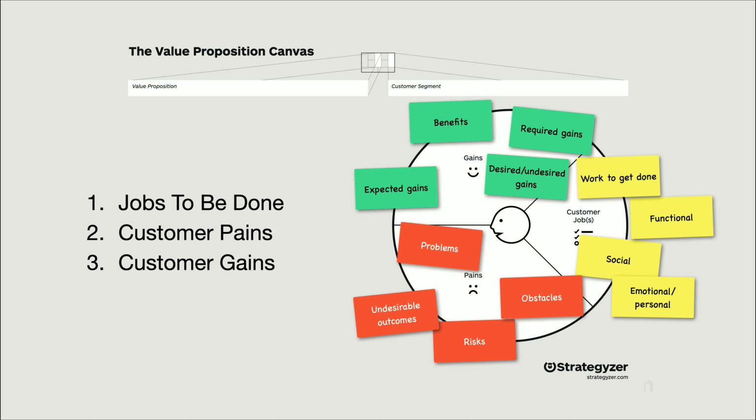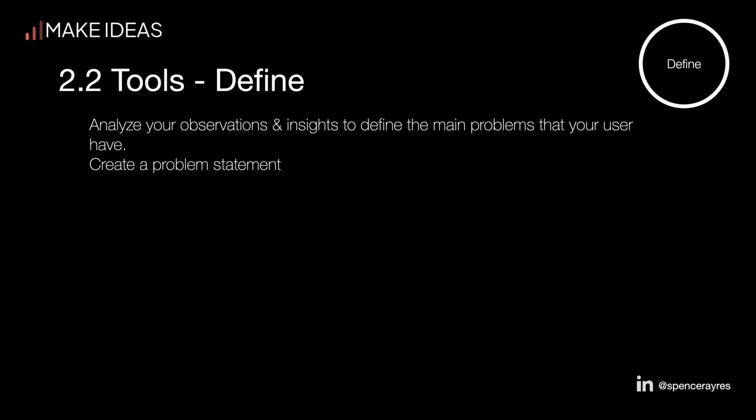Okay, moving on to stage 2 in the design thinking process and methodology, which is all about define. This is where you analyze your observations and your insights to define the main problems that your users are having. This is where you create a problem statement, that one phrase which sums up the experiences that you've seen people are going through and need to be solved.